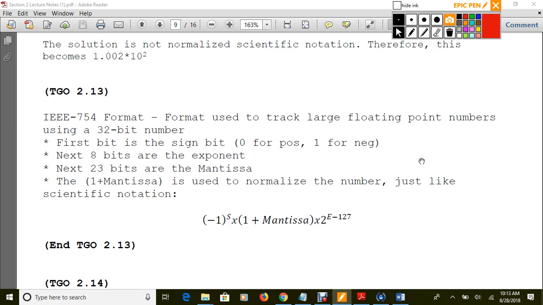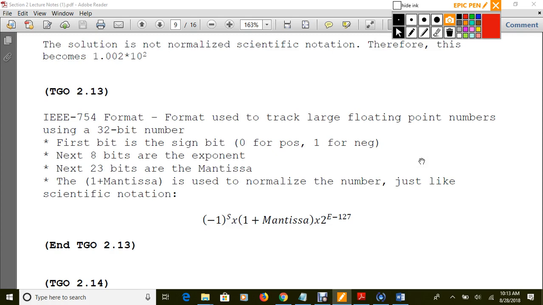Single point floating notation is this IEEE 754 format. So that's a 32-bit number, but we're breaking it down to allow us to represent not only decimals, so we have a decimal point, but it allows us to represent the exponent as well. So in this specific case, it's 32 bits just like everything else. The first bit is the sign bit. 0 for positive, 1 for negative.